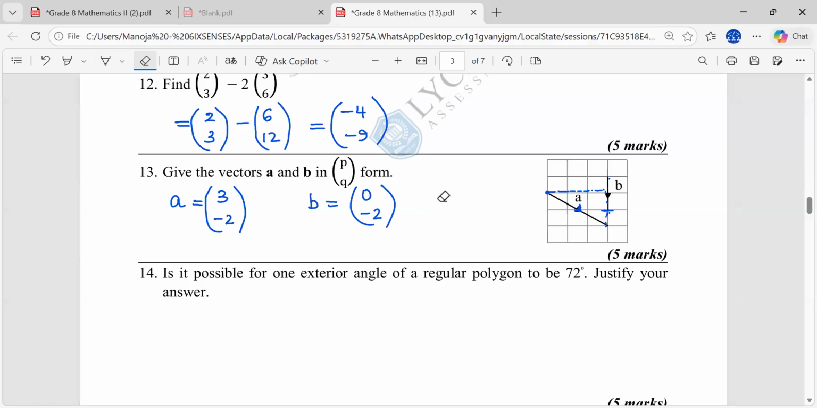Now, after erasing that, I want to cross-check whether I counted the squares correctly. For A, you go 1, 2, 3 to the right side and come down 2 steps, therefore minus 2. And B is not moving anywhere, so the horizontal movement is 0, but going down 2 steps, therefore minus 2.